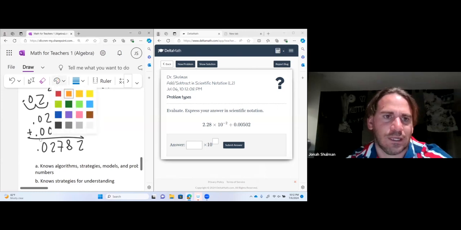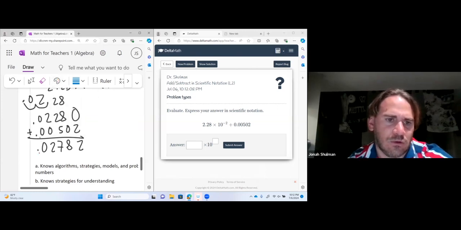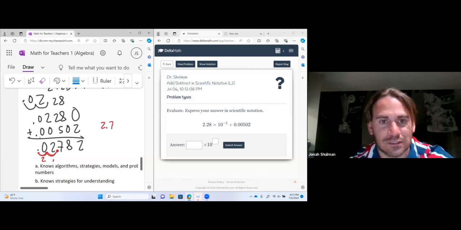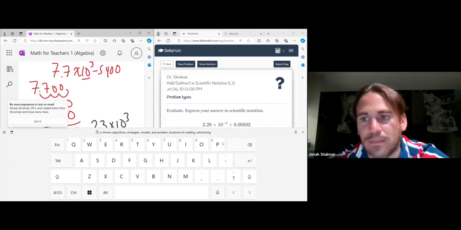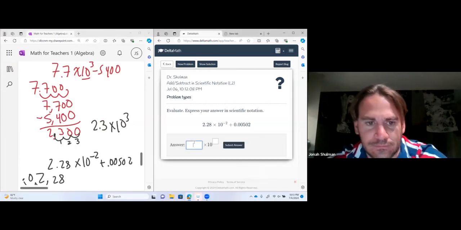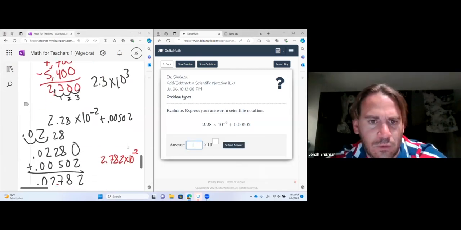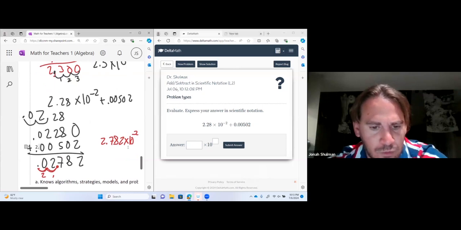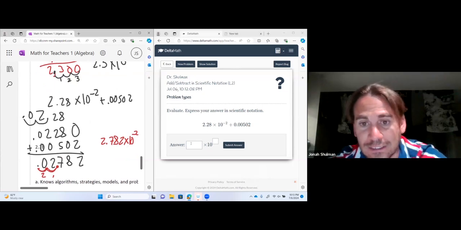So we're just going to go for a count. We have to have the decimal here. So we're moving it over how many places? Once, twice. One place, two places. Because it'd be negative, we have 2.782 times 10 to the negative 2.